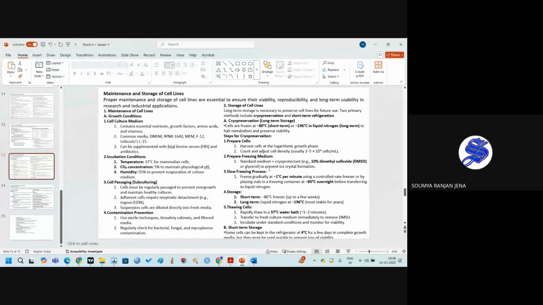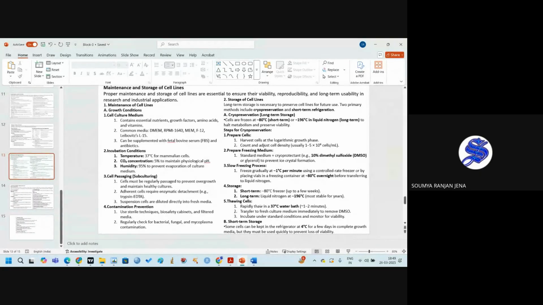Then freezing. We store the cells at minus 180 or minus 196 degrees Celsius, and we use cryoprotectants like DMSO and glycerol. This will protect the outer part of the cells, and the cells will not be hampered by ice crystal formation. The slow freezing process will slowly freeze the cells from minus 1 to minus 80, then to minus 196 degrees Celsius.